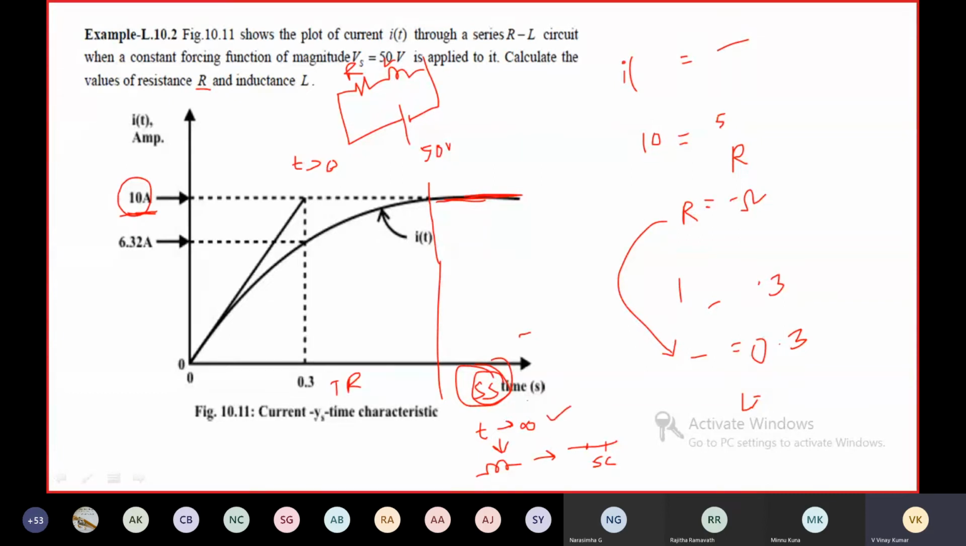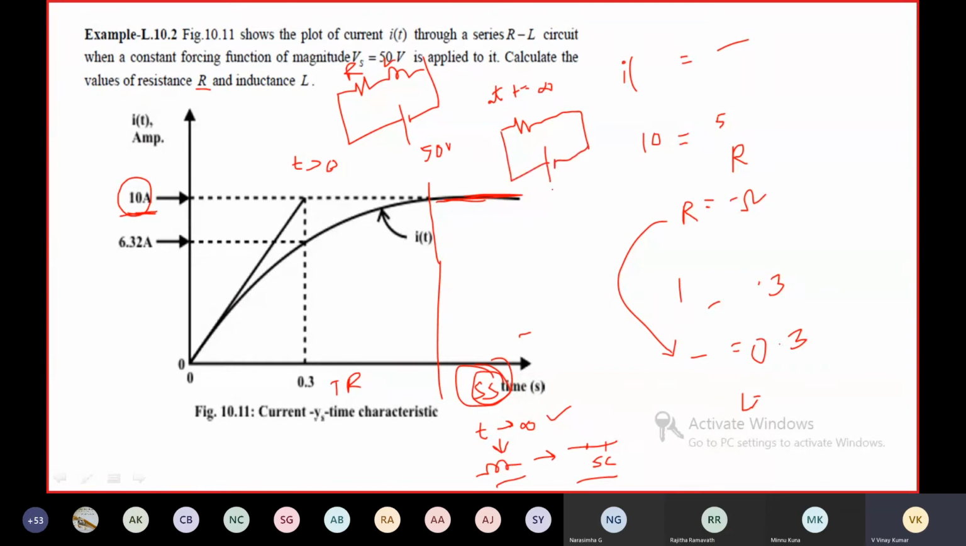When time approaches infinity, steady state occurs. So at t equal to infinity, the inductor acts as a short circuit. Then the circuit at t equal to infinity, if the inductor is acting as a short circuit, would be like this.